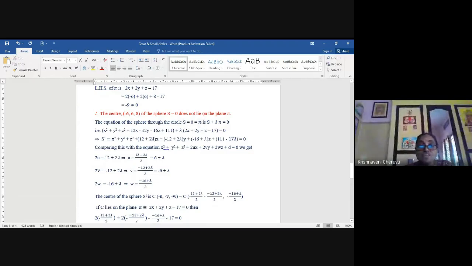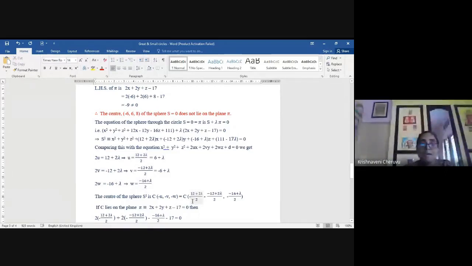S is equal to 0 is equal to pi, and we denote it by S dash. So the center of this new sphere is minus u comma minus v comma minus w. So minus of u. Here u is equal to (12 plus 2 lambda) by 2. So don't forget to write the minus sign here. If you have minus, minus, minus becomes plus.